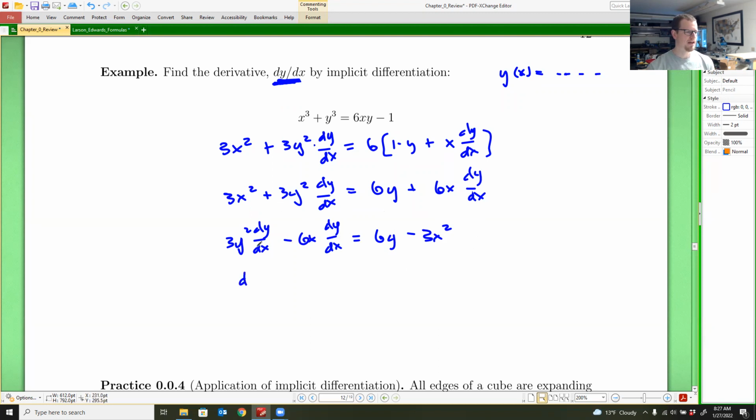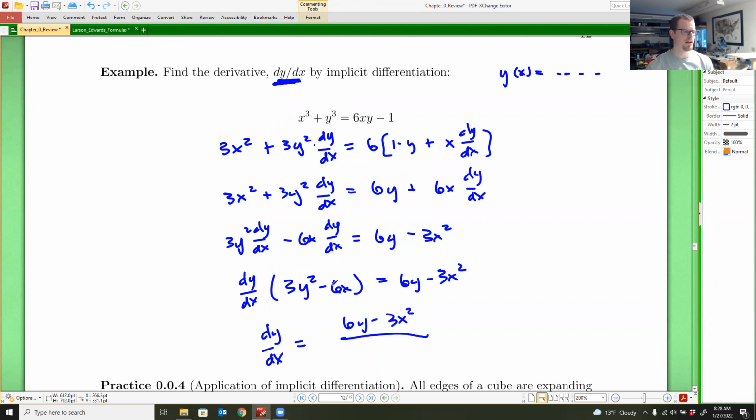I'm left with this common factor of dy/dx on the left, which is good because I want to solve for that. After I pull that off, I have 3y squared minus 6x, and this is equal to 6y minus 3x squared. Of course, divide by the coefficient. This is the coefficient on dy/dx. So dy/dx is equal to 6y minus 3x squared divided by 3y squared minus 6x. There's a common factor of 3 in the numerator and denominator here. So you might want to continue simplifying to observe that this should be 2y minus x squared divided by y squared minus 2x.